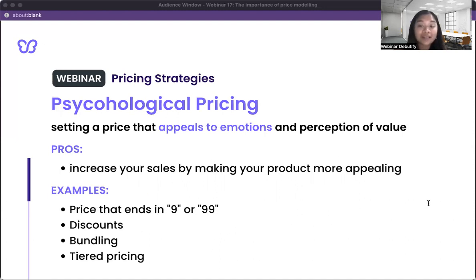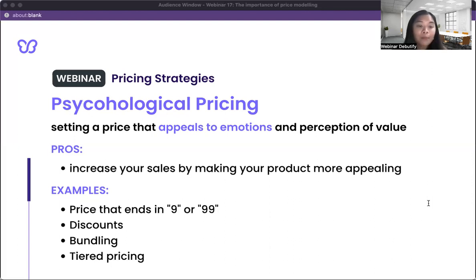Finally, let's talk about psychological pricing. This strategy involves setting a price that appeals to the customer's emotions and perception of value. The advantage of this strategy is that it can help increase your sales by making your product more appealing to the customer. Examples of psychological pricing include setting a price that ends in 9 or 99, or offering a discount on a product.